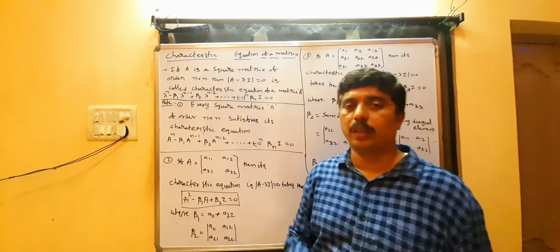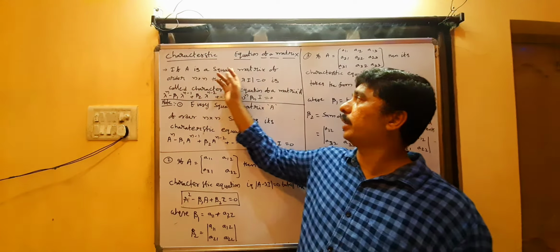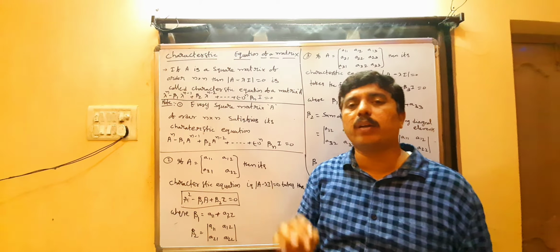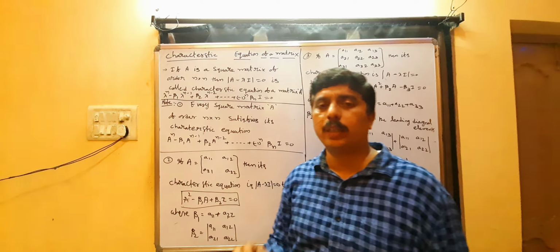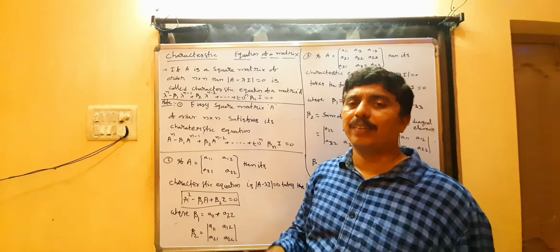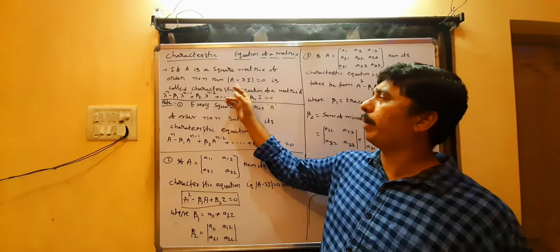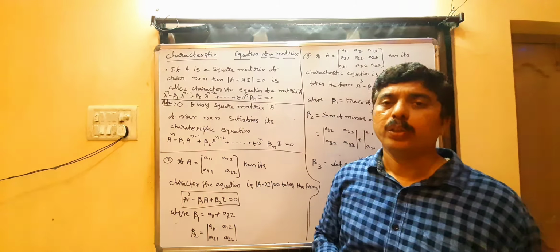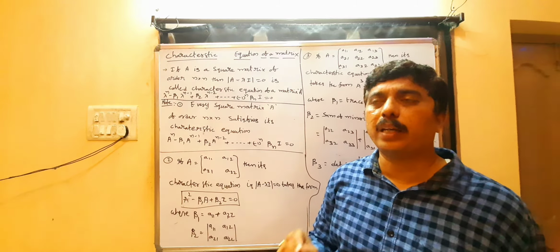చాలా ఈజీగా ఉండే కాన్సెప్ట్. A అనే స్క్వేర్ మ్యాట్రిక్స్ అయితే, if A is any square matrix of order n by n, n rows and n columns ఉన్నాయి, then the characteristic equation is det of A minus lambda I equal to 0.